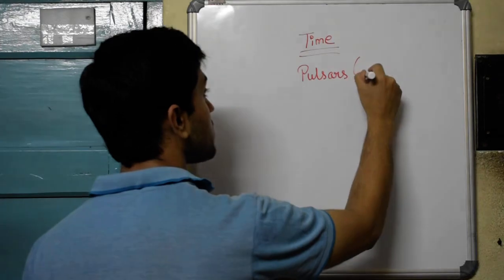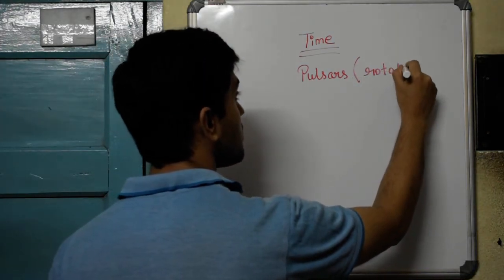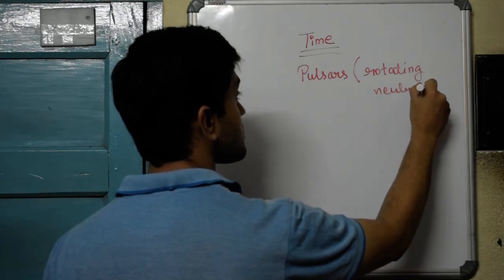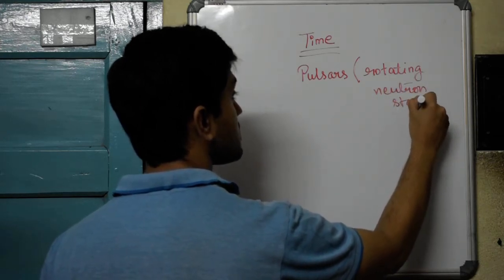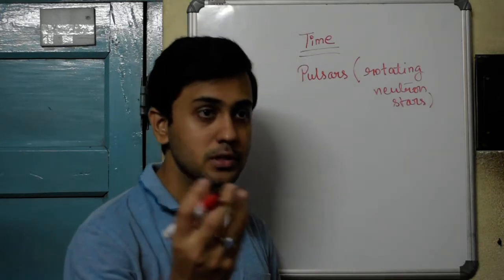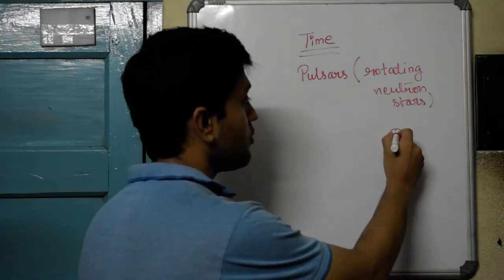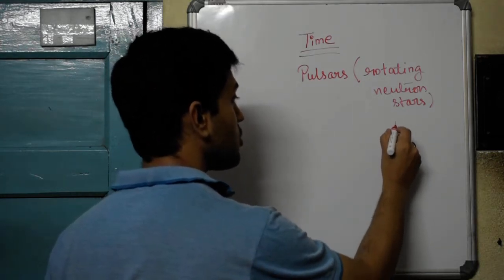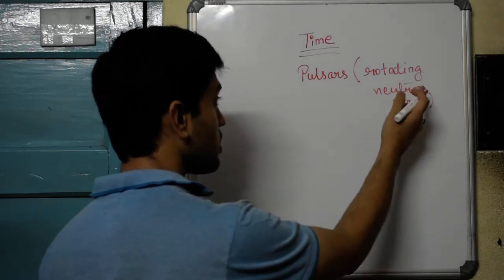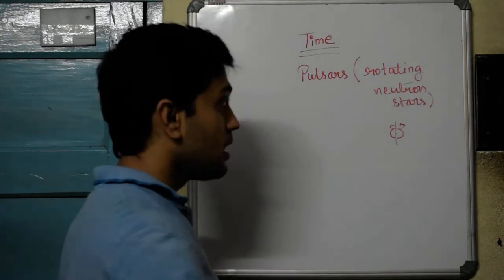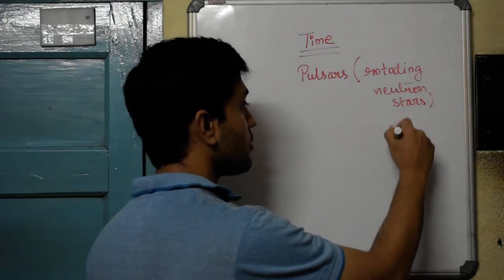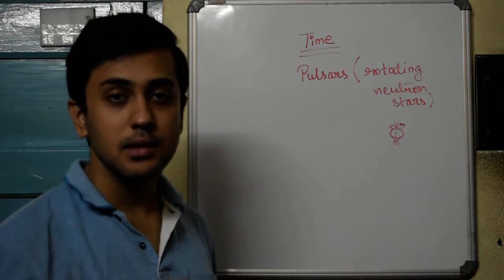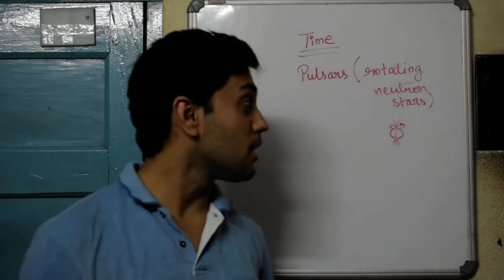So pulsars, what are pulsars? Pulsars are rotating neutron stars. Neutron stars, that is stars which are entirely made up of packed neutrons, and when they rotate rapidly, those rotating neutron stars are called pulsars. And these pulsars whiz out radiation like this, those rotating pulsars.